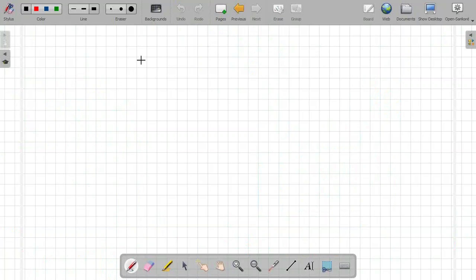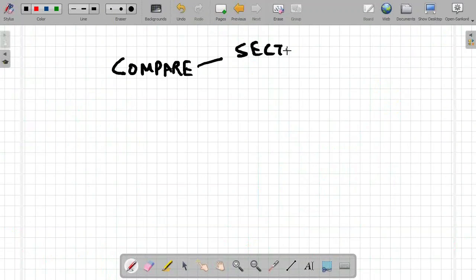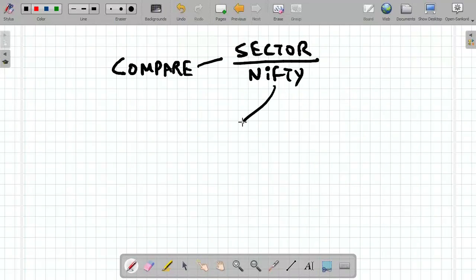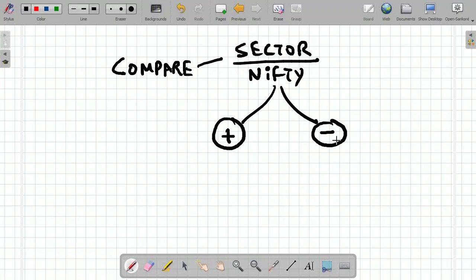First step that we do is we compare. We find a relative comparison. So we compare the sector and how the sector is vis-a-vis the index. From this comparison, you get two buckets: one which are the outperformers, one which are the underperformers. The outperforming sectors become your buy list or your long list. This is the list from where you would like to go long. This is the list from where you would like to short.